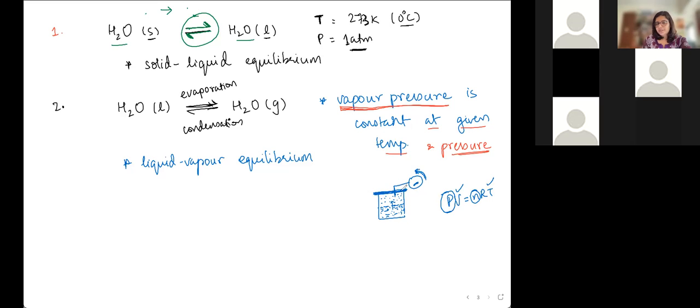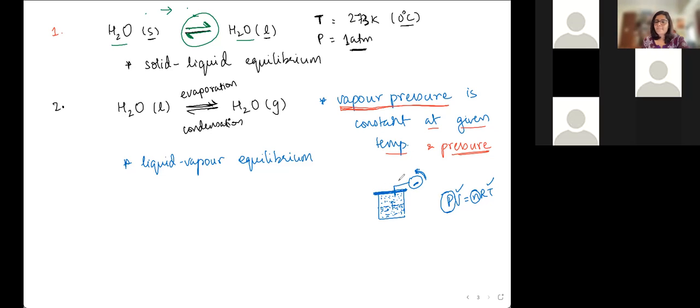So this particular kind of pressure that is exerted due to the vapors of a liquid, because a liquid has evaporated then and there, and that particular gaseous state is exerting pressure. So that pressure is called vapor pressure.